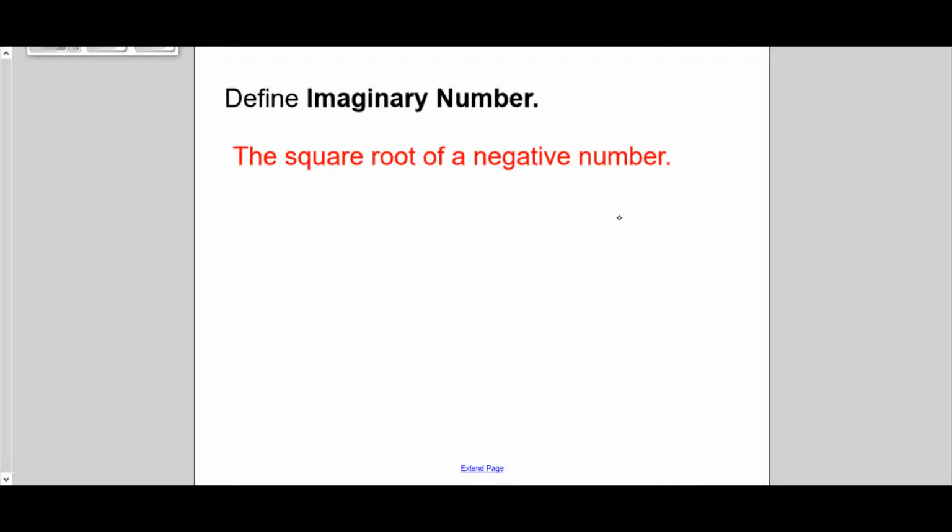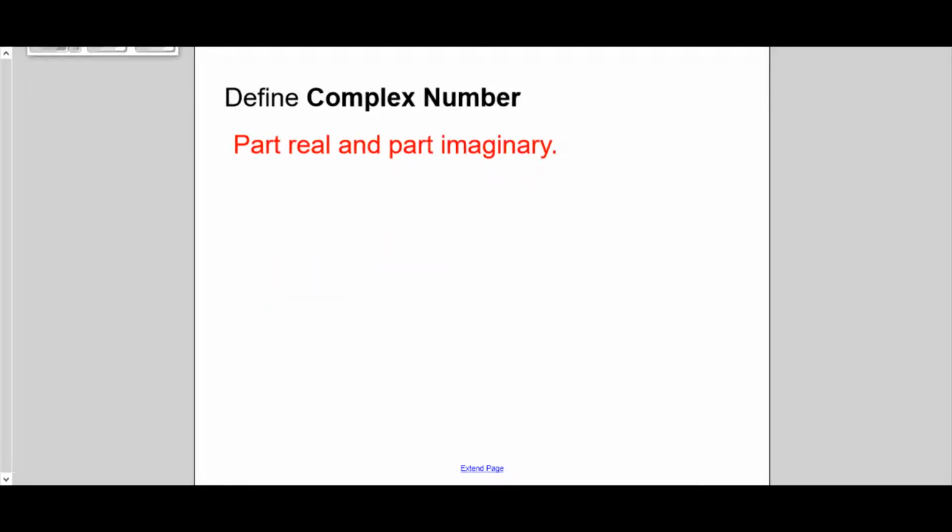The next definition is imaginary number. So an imaginary number is the square root of a negative number. So for example, the square root of negative 3 is an imaginary number. And we'll see in just a minute how to simplify that. A complex number is a number that's part real and part imaginary. So it's combining our first two types of numbers.